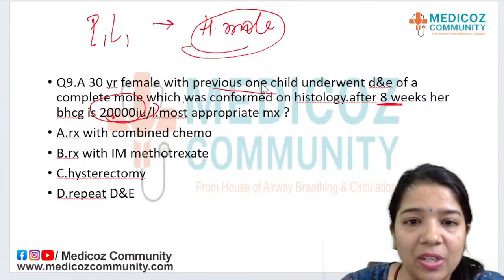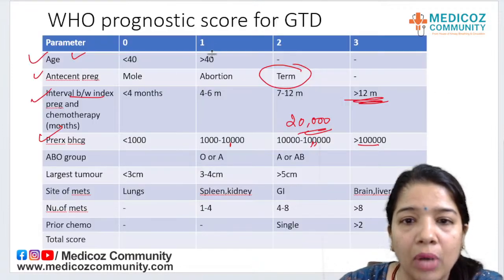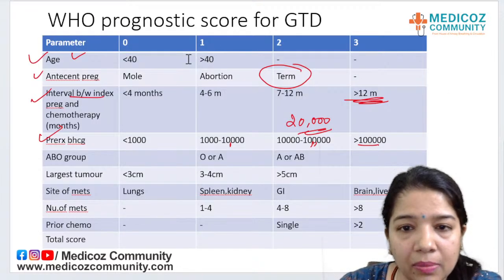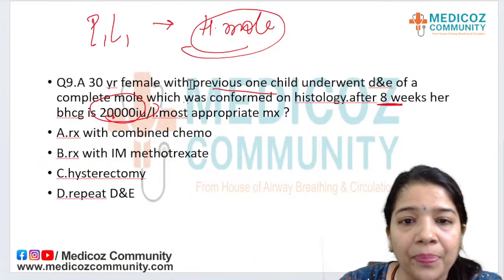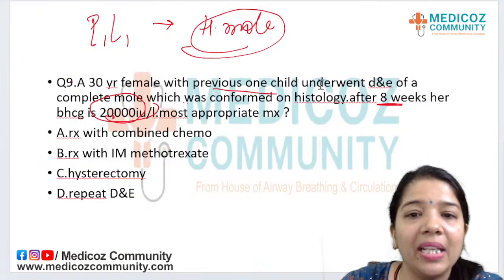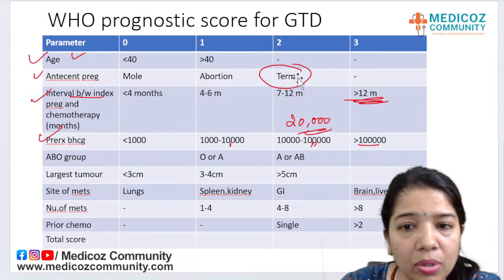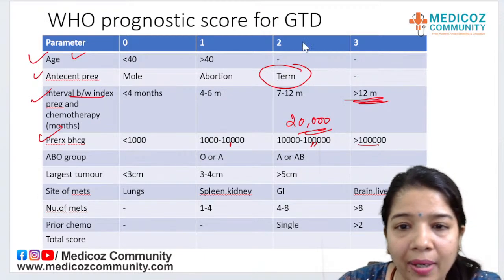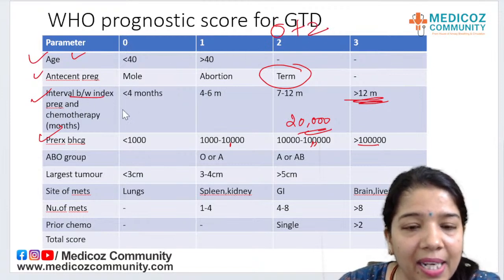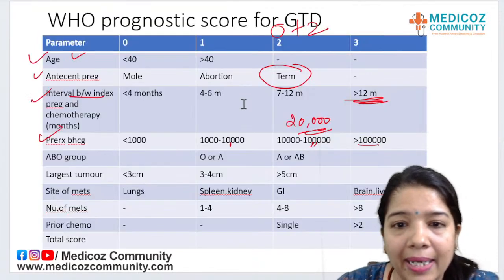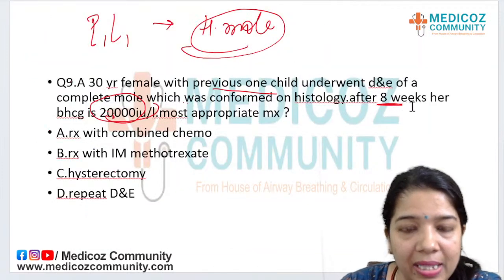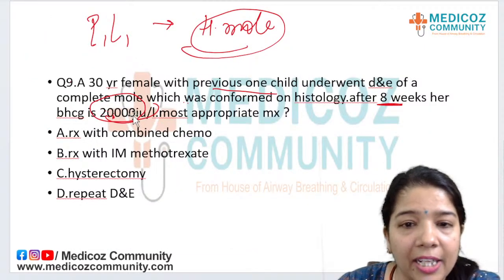So coming to this patient, she is 30, right? So how much score will you give? 30 means she will have 0 score here. With one previous child, who underwent D&E of a complete mole, that is, the previous pregnancy was a term pregnancy, so it becomes 2 here, right? So 0 plus 2 for age and antecedent. Interval between index pregnancy and chemotherapy is at least 8 weeks. Okay, after 8 weeks it is 20,000.